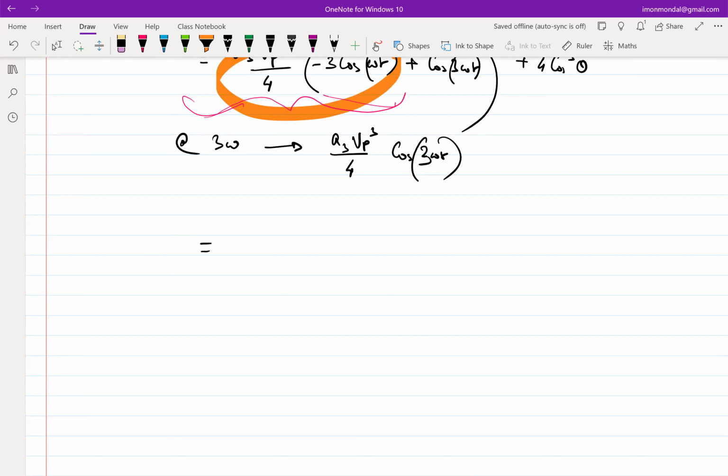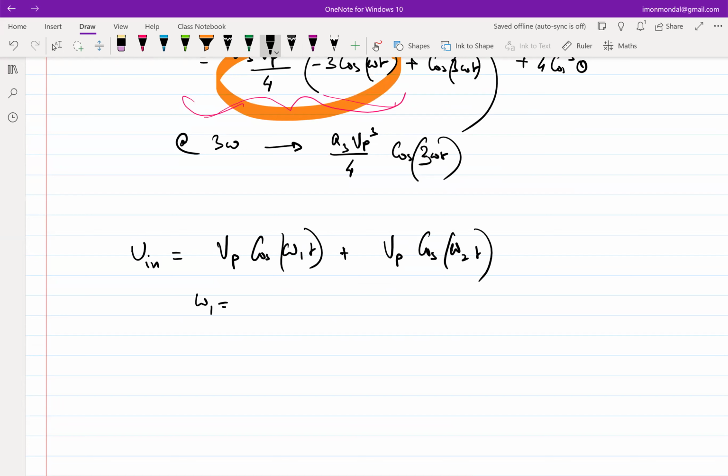So let's say you have two tones. Let's say V in is equal to Vp cosine omega 1t plus Vp cosine omega 2t, where omega 1 is 1 gigaradian per second and omega 2 is 1 gig plus 10 meg radian per second, right? Close by.